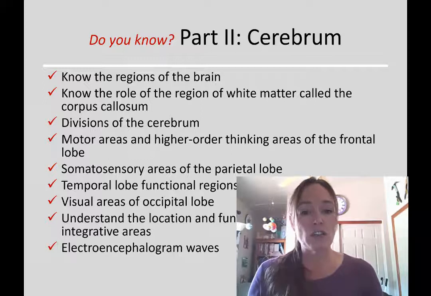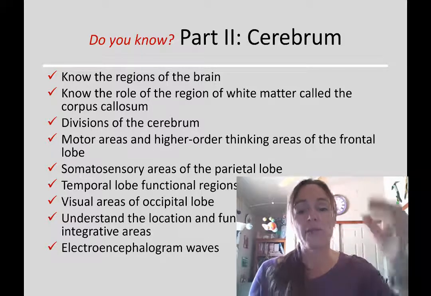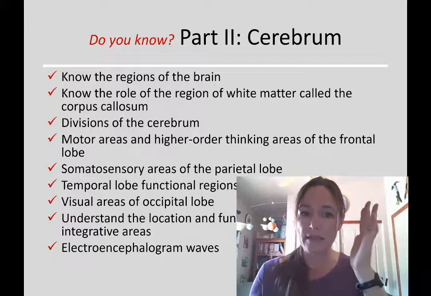The location functions of the language integrative areas. So we've talked about Broca's area forming words and Wernicke's receiving or understanding somebody else's words. That's the left side.